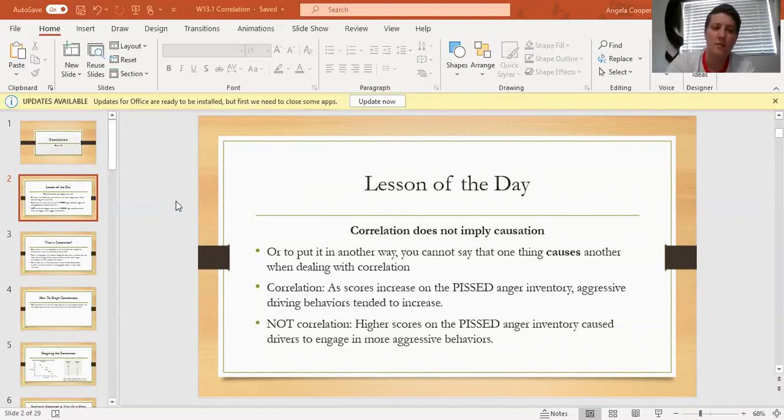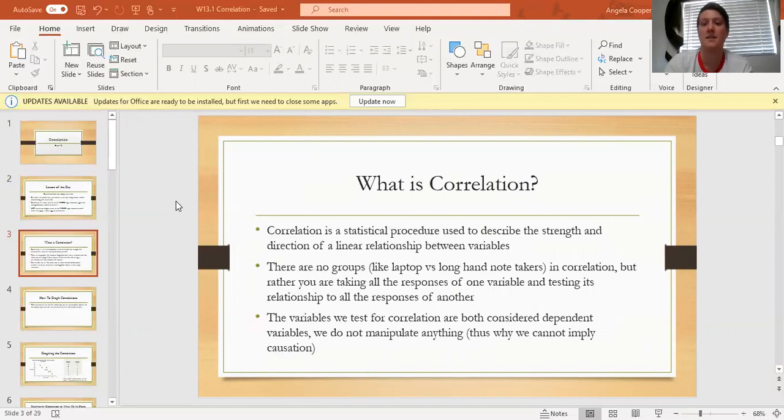So with correlation, what is it? It's actually a statistical procedure, as everything has been up to this point in statistics, but it's used to describe the strength and the direction of a linear relationship between variables. Now, this might not make much sense right now, but I'm going to show you some scatter plots, some graphs to show you a little more visual about it.